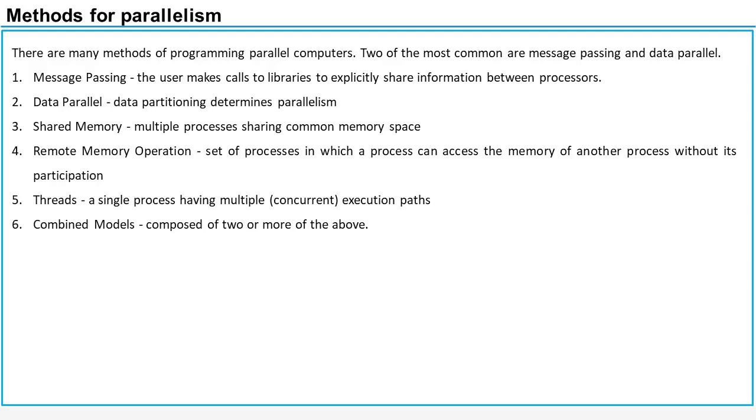Methods for parallelism. There are many methods of programming parallel computers. Two of the most common are message passing and data parallel. Message passing: the user makes calls to libraries to explicitly share information between processors. Data parallel: data partitioning determines parallelism. Shared memory: multiple processes sharing a common memory space. Remote memory operation: a set of processors in which a process can access the memory of another process without its participation. Thread: a single process having multiple execution paths. Combined models are composed of two or more of the above.